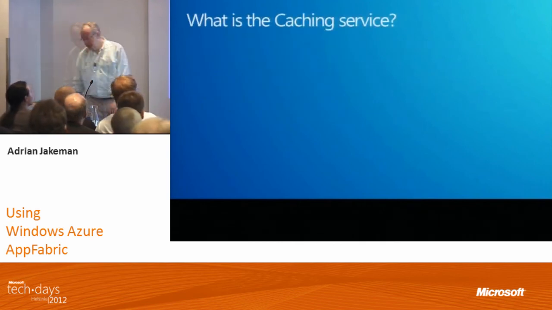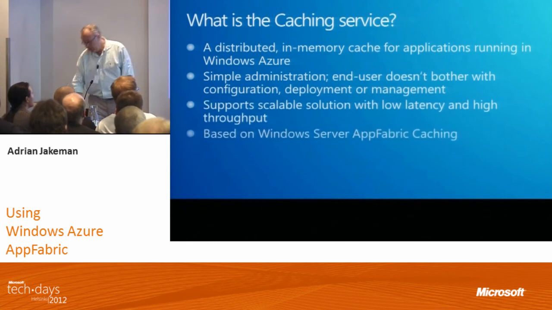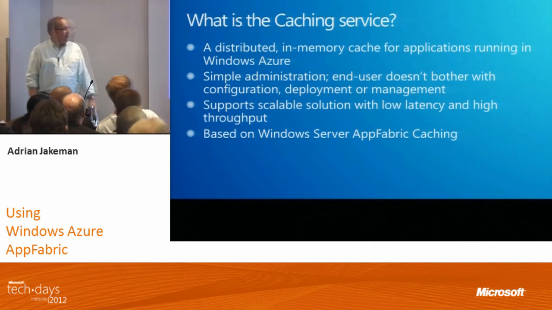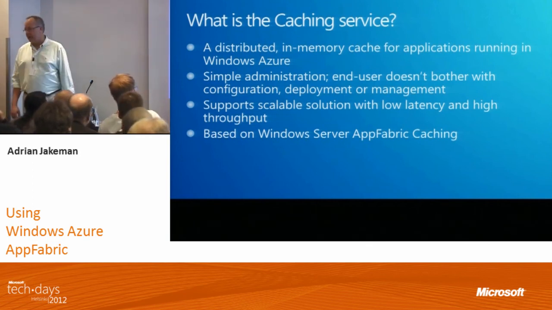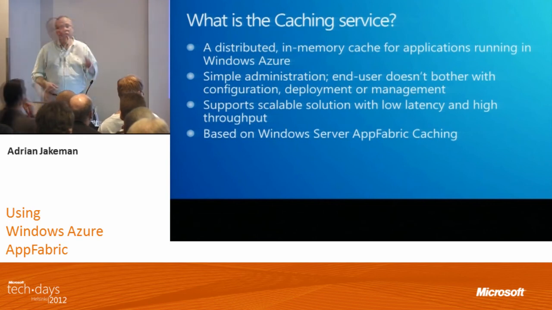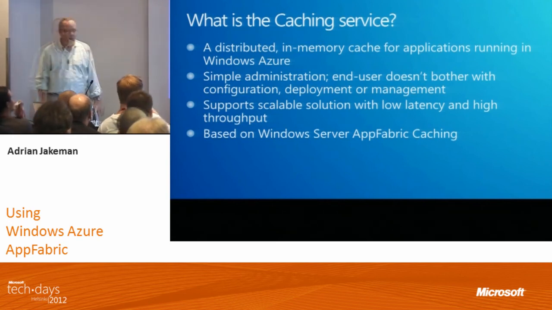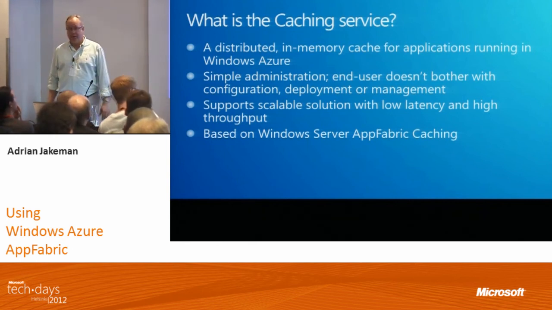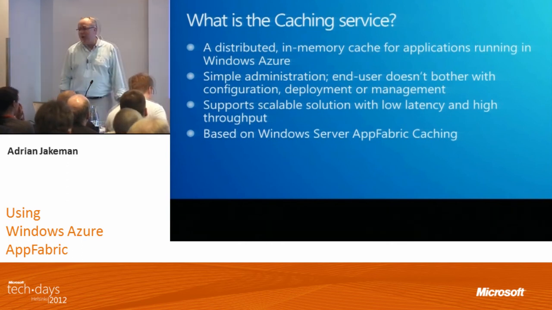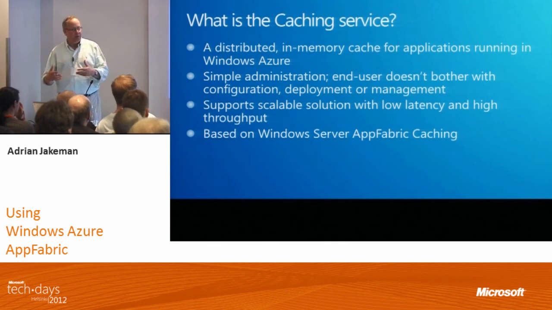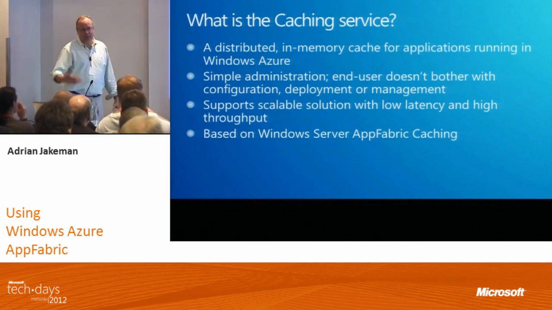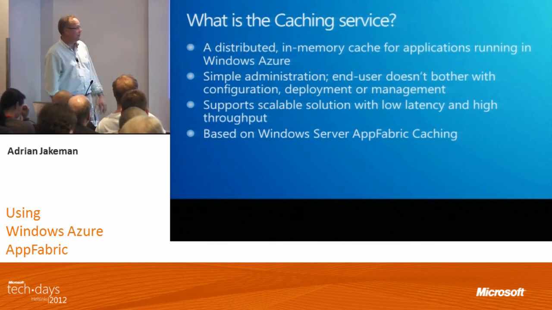Caching. The caching service is a distributed in-memory cache for applications that are Windows Azure applications. Those applications could be web front ends, web roles, WCF services, and so on and so on. And as we talked about this morning, those applications are inherently stateless. And people don't often like writing inherently stateless applications. They much prefer to have some kind of state management to deal with. But of course the Azure platform and Windows Azure isn't like that. It's designed to be scalable, and scalability and state don't necessarily go hand in hand.